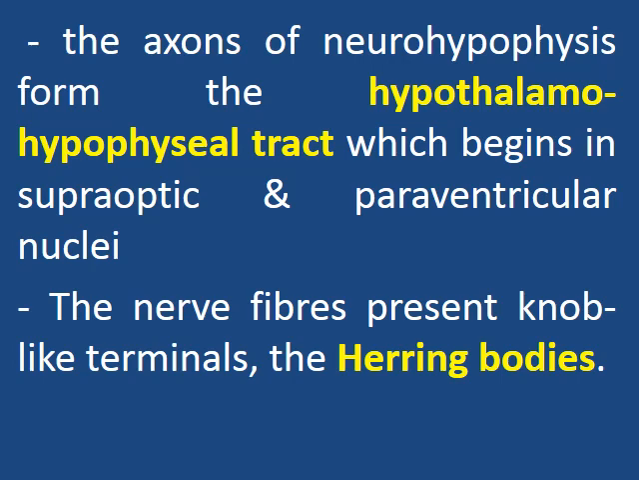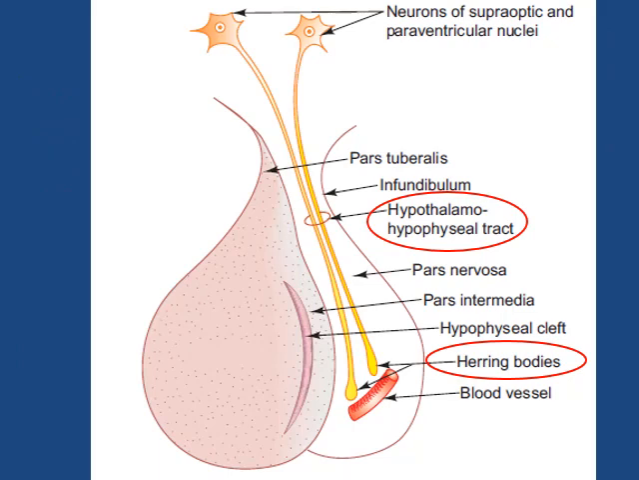The nerve fibers present knob-like terminals. These are called Herring bodies. In this picture, you can see the neurons from the supraoptic and paraventricular nuclei shown in yellow color, and these axons form the hypothalamo-hypophyseal tract, and at the ending of this tract there are knob-like structures, that is the Herring bodies in the posterior pituitary.